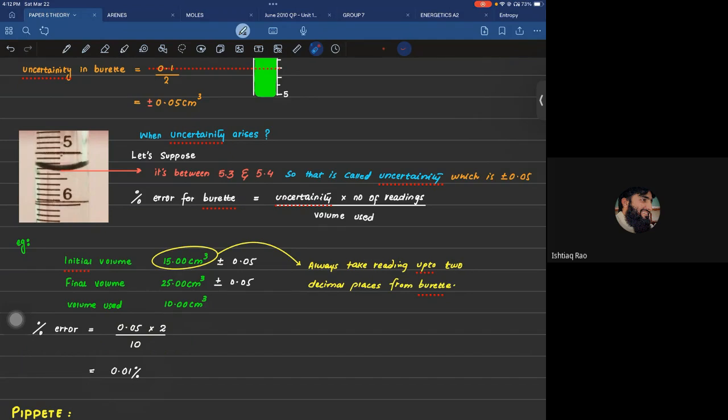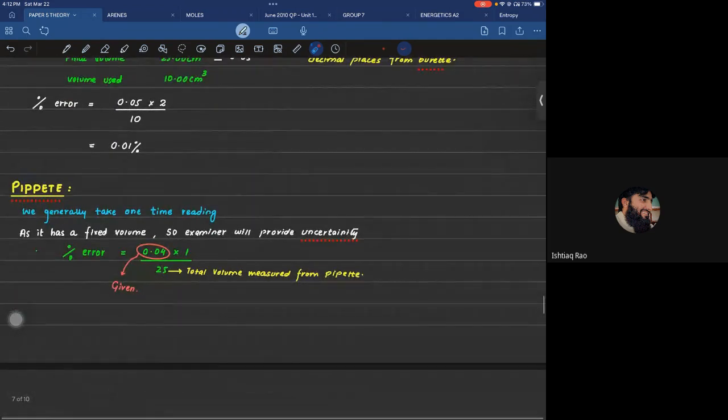Then we have the pipette. With a pipette we generally take one reading. If you remember, during the titration we transfer 25 centimeter cube of an acid or a base into the conical flask or anything else, so we use a pipette. We take only one reading, not like a burette with initial and final readings.